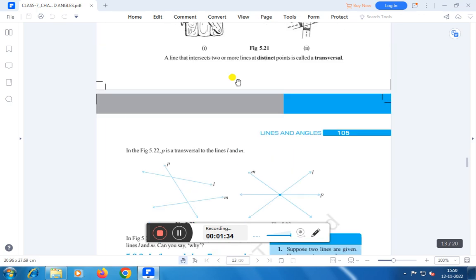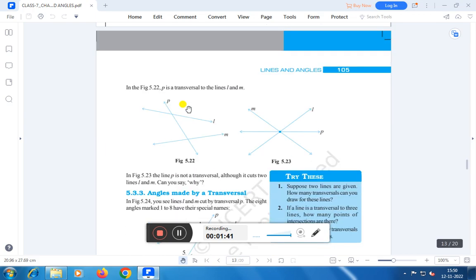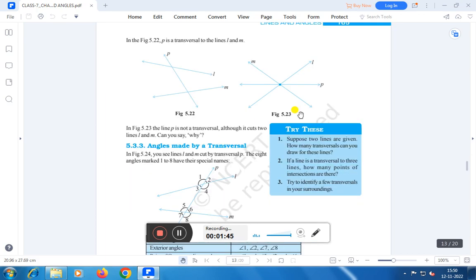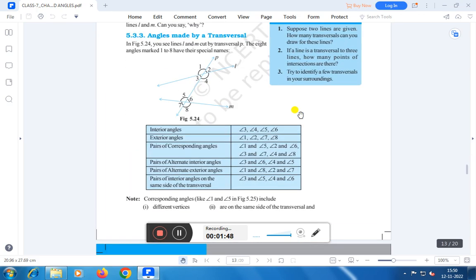But what is the definition? A line that intersects two or more lines at distinct points is called a transversal. Here in this case, this is a transversal, but this P is not a transversal, right? Angles made by a transversal. You have to know the names of the angles formed by a transversal. Here you see lines L and M. This is L, this is M, and this is the transversal. These are angles 1, 2, 3, 4, and angles 5, 6, 7, 8.